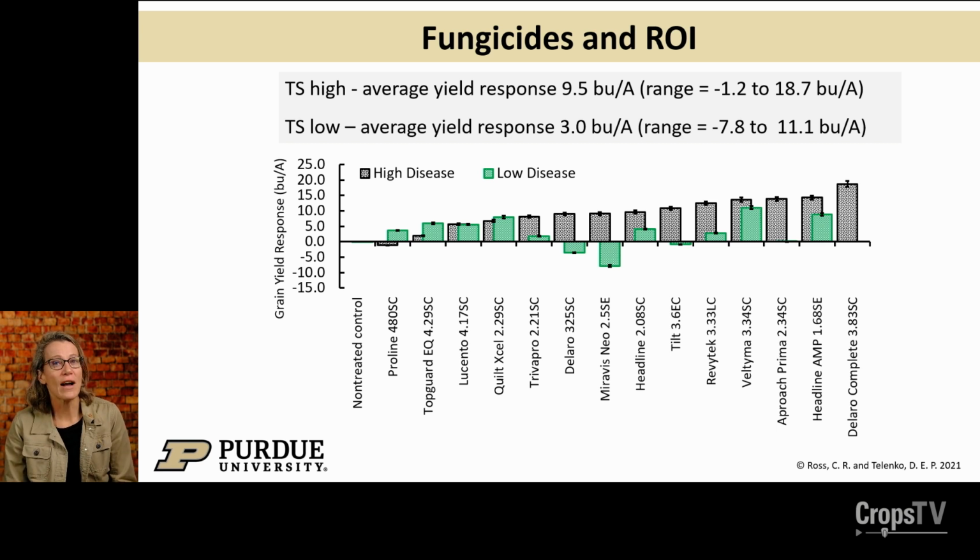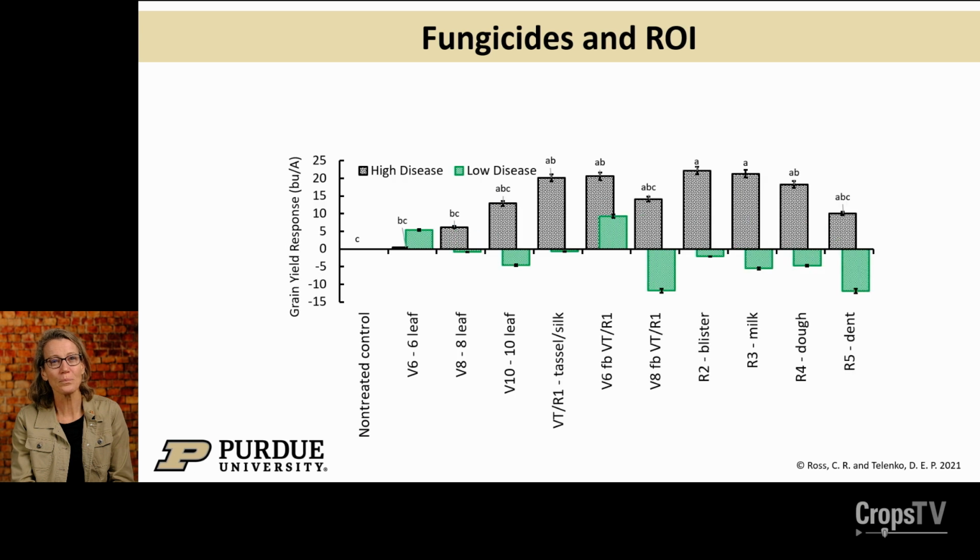So in the high environment for tar spot, the average yield response was about 9.5 bushels. It ranged from -1 to almost 19 bushels. And then in that low environment, that average yield response is around about 3 bushels per acre, which is similar to what I see here in Iowa in low disease years. And that ranges from -8 to 11 bushels per acre.